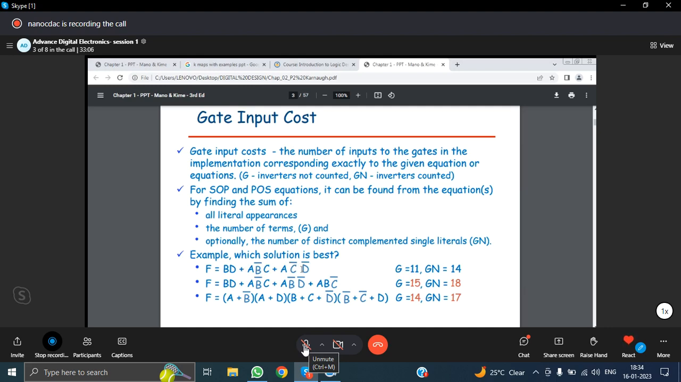So 5 gates are there. 5 plus 3 NOT gates equals a total of 8 gates. For these 8 gates, the inputs you give are 11 inputs. Here in this function, if you are counting the inverters, it will be 15, and in this function, if you are counting the inverters, it will be 14. So out of all, I will be preferring this function only.